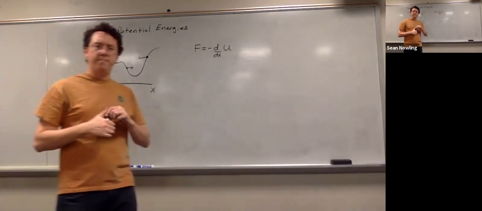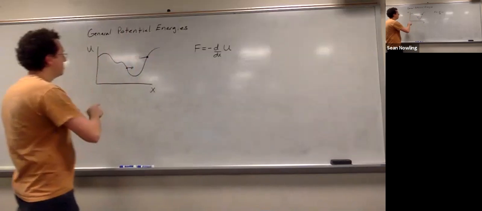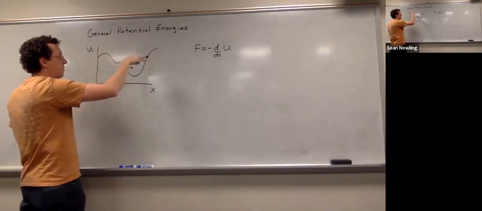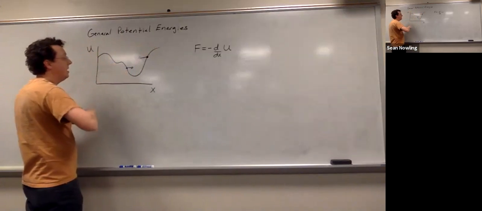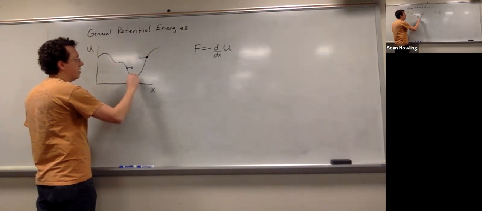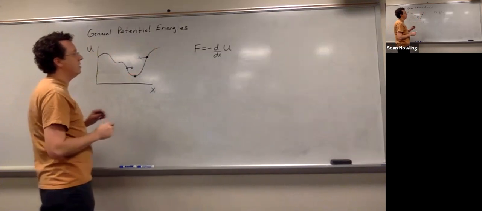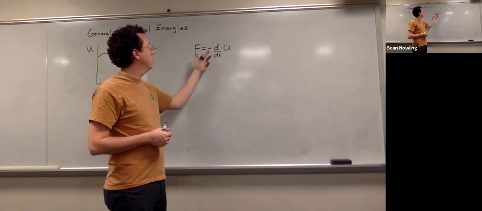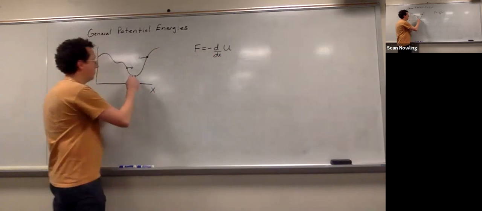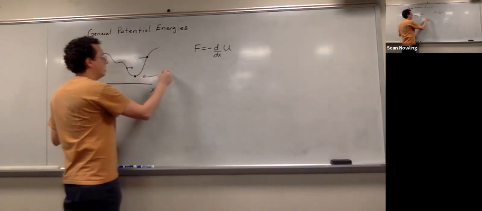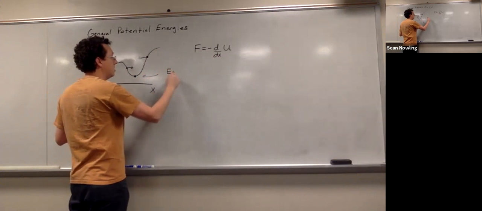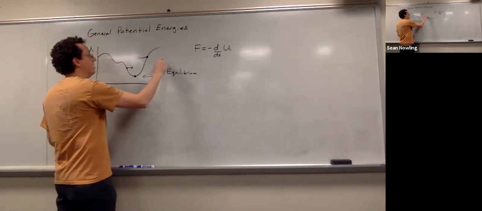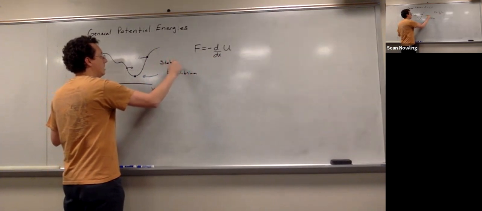So, that's interesting. When you're on one side, you get pushed forward, and when you're on the other side, you get pushed back. And in fact, if you're in a place where the slope is zero, then the force is zero. This is called equilibrium. And in particular, this is a stable equilibrium point.